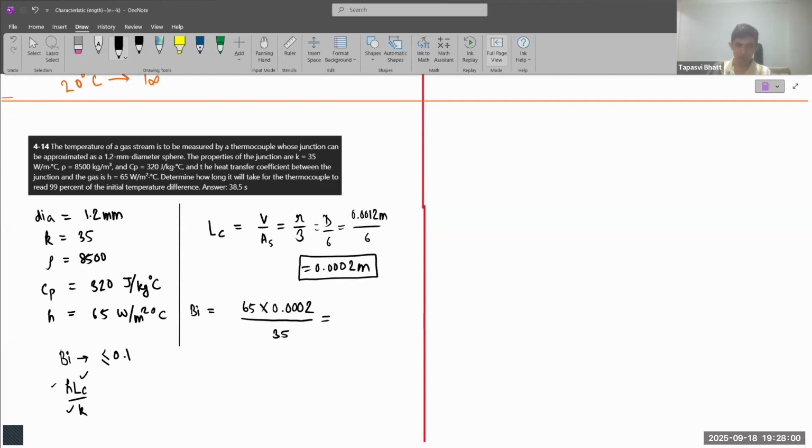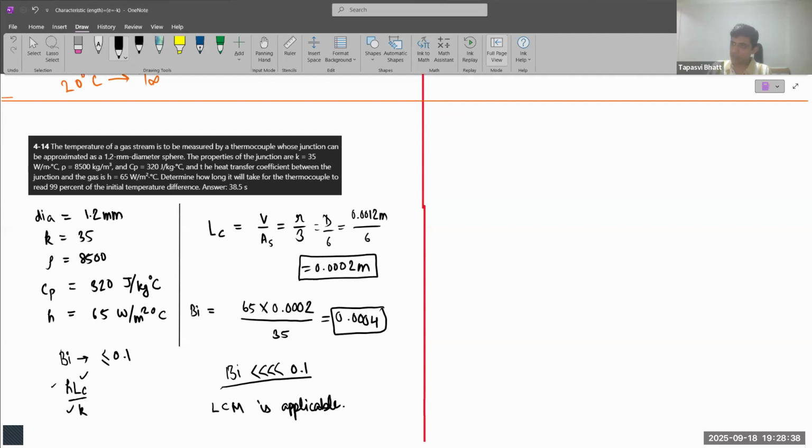Okay, I'm getting almost 0.0004, something like 3714, but you can approximately say this. And it is surely very much less than 0.1. So the Biot number is very, very much less than 0.1, so the lumped capacity model is applicable, right?